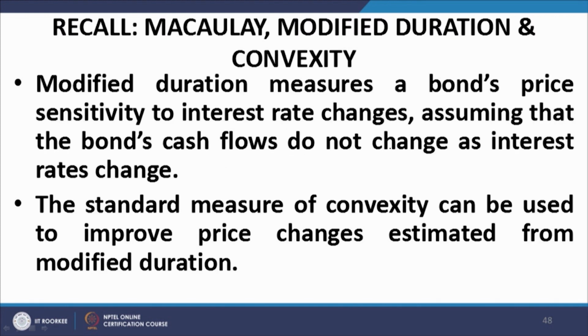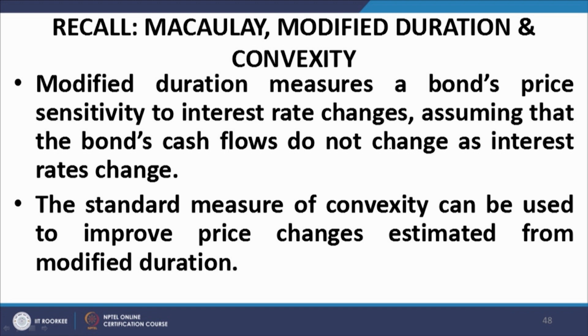Now, this is the recalling of the Macaulay's and modified duration and convexity. Modified duration measures a bond's price sensitivity to interest rate changes, assuming that the bond's cash flows do not change as interest rates change. That is usually the case because the cash flows are more or less fixed by the contract of issue of the bond, and as a result the cash flows do not change, but the market return changes, which manifests itself as a change in the price of the bond.